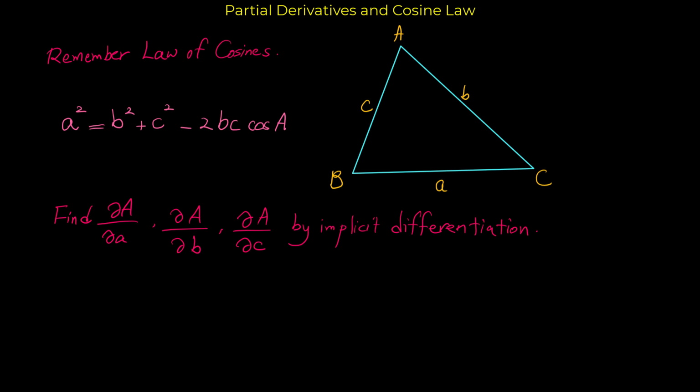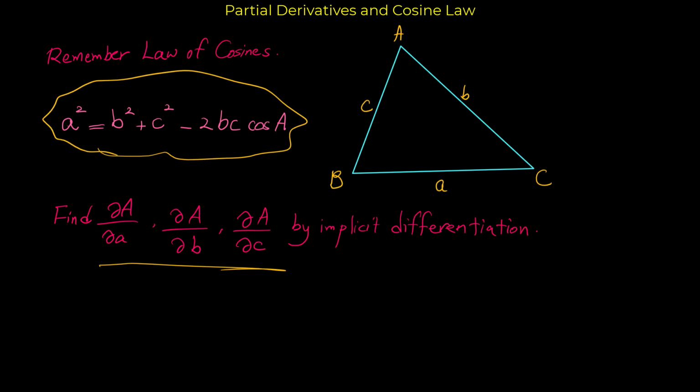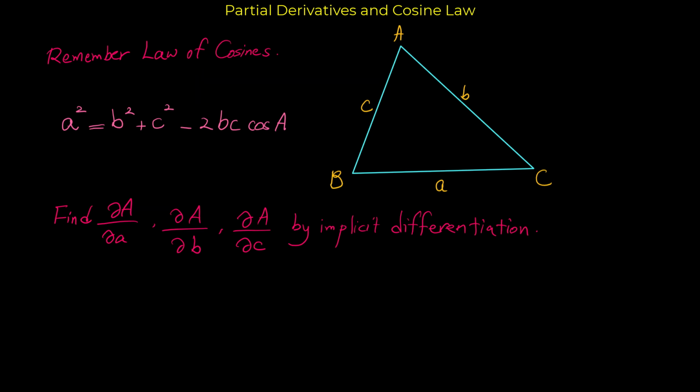In this video, we want to find these partial derivatives from this relation. What was this relation? If we remember, this was the law of cosines: a squared equals b squared plus c squared minus 2bc cosine a. The a, b, c are the lengths of the sides, and A at the end here is the angle A, so cosine A. From this relation, we want to find these partial derivatives by implicit differentiation.